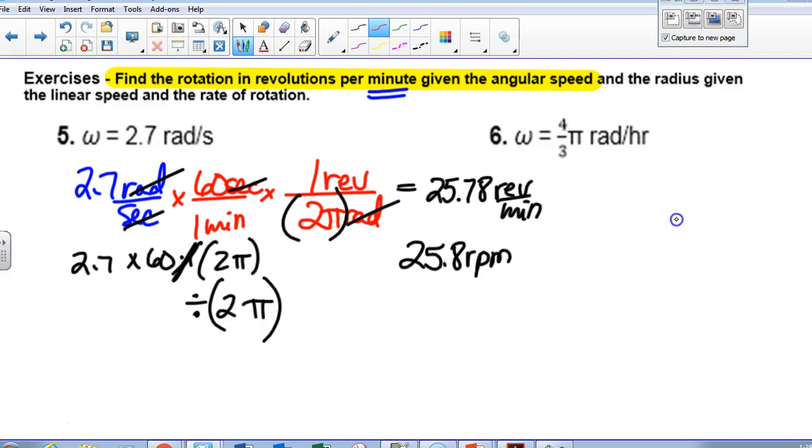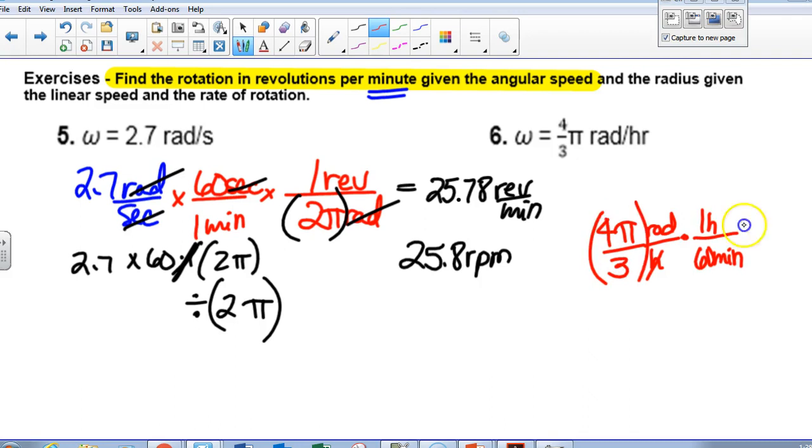Number 6 is kind of a pain in the neck because the answer comes out real weird. It's almost easier to do some of this in your head or on your paper. We want revolutions per minute, so hours to minutes. What do I need? 1 on the top, 60 minutes on the bottom. Oh yeah, that's 4 pi over 3. That's what they started us with. Okay. And I need the whole revolution to radians thing, right?